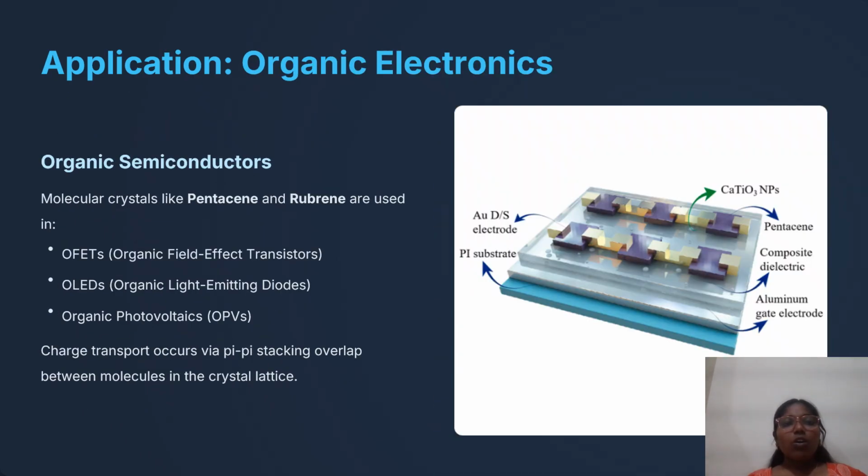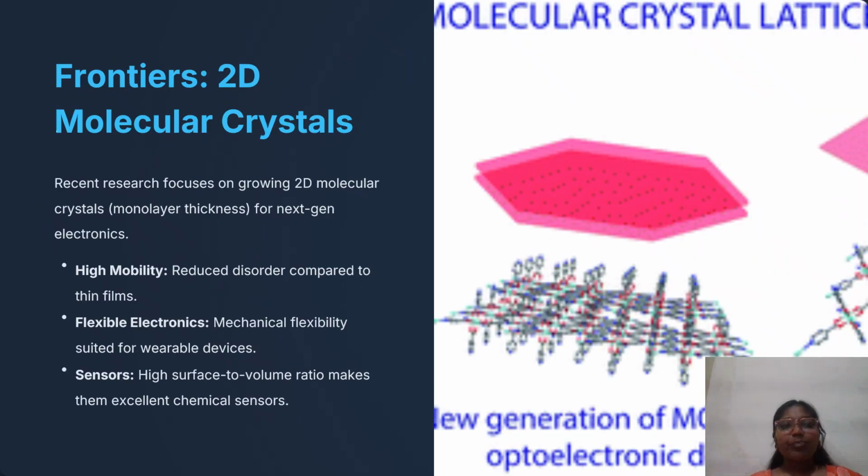Organic electronics. Organic semiconductors. Molecular crystals like pentacene and rubrene are used in OFETs, organic field effect transistors. OLEDs, organic light emitting diodes. Organic photovoltaics, OPVs. Transport occurs via pi stacking overlap between molecules in the crystal lattice.